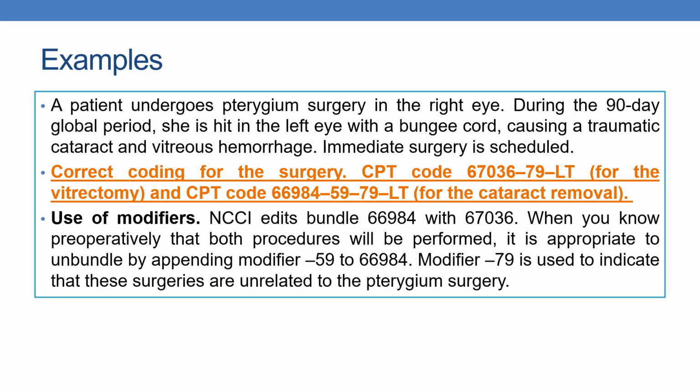A patient undergoes pterygium surgery in the right eye. During the 90-day global period, she is hit in the left eye with a bungee cord, causing a traumatic cataract and vitreous hemorrhage. Immediate surgery is scheduled. So what is the correct coding for surgery? Correct coding for surgery is, first you will code 67036 along with 79 modifier and LT modifier.